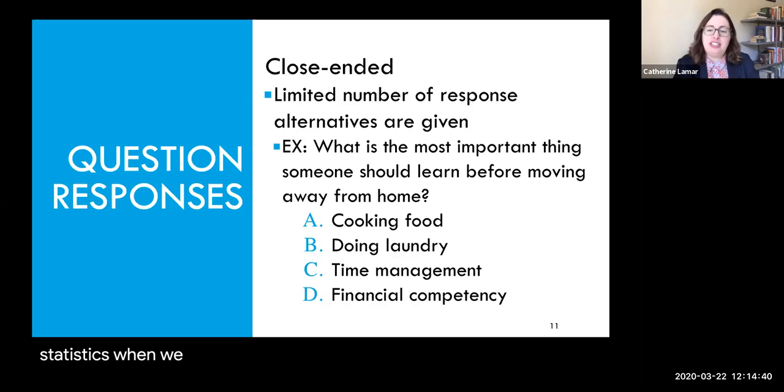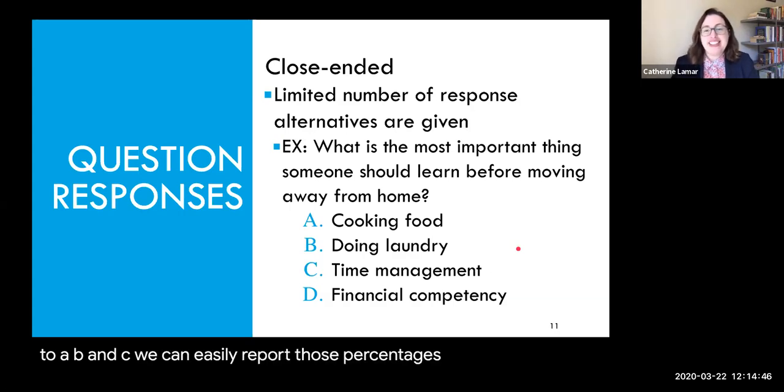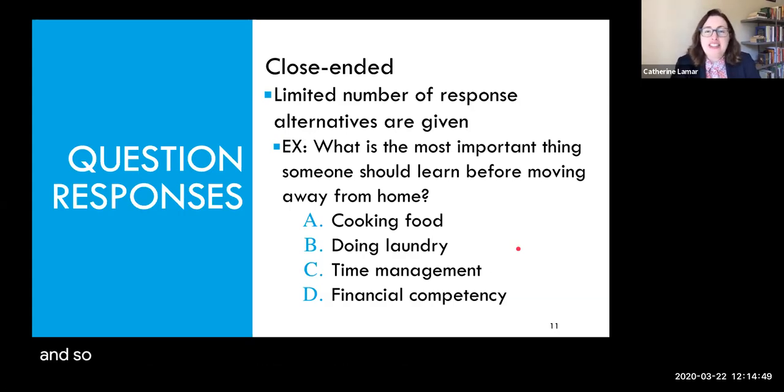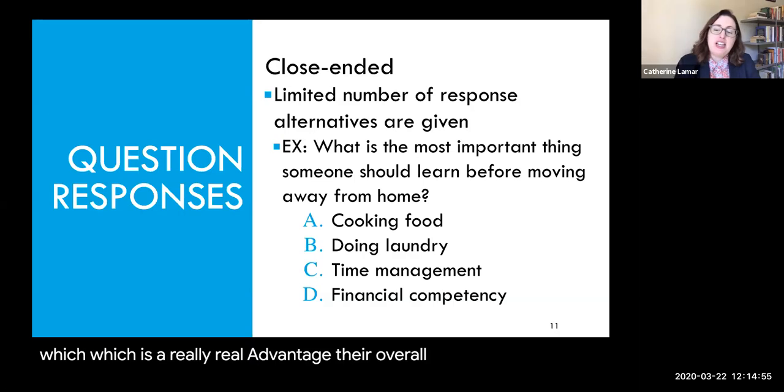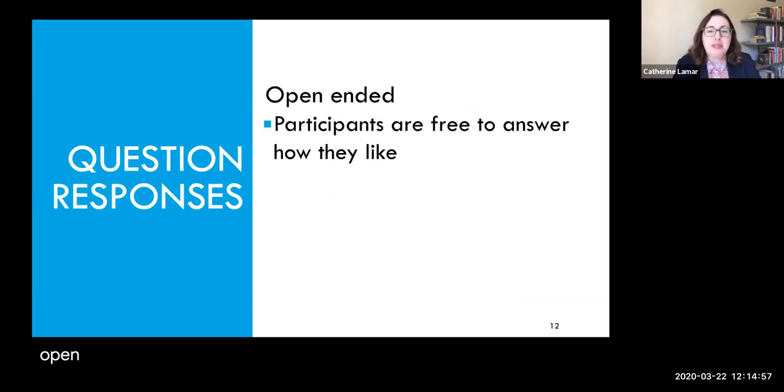When we know, for instance, how many people select D relative to A, B, and C, we can easily report those percentages and things like that. And so close-ended responses are very easy to analyze statistically, which is a real advantage there overall. But let's talk about open-ended responses.